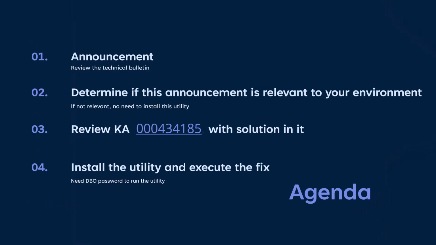Let's go over the agenda of this video. First, we'll review the technical bulletin announcing this utility. Second, we'll discuss the criteria for whether it's necessary to install and run this utility in your environment. Third, we will review the installation and solution implemented by this utility as documented in KA00043485. And finally, we will step into the practical side with a demo, illustrating the required actions to install the utility and to run it.